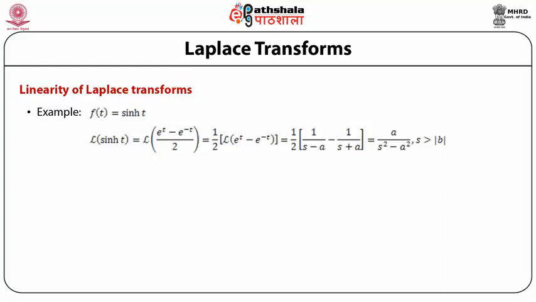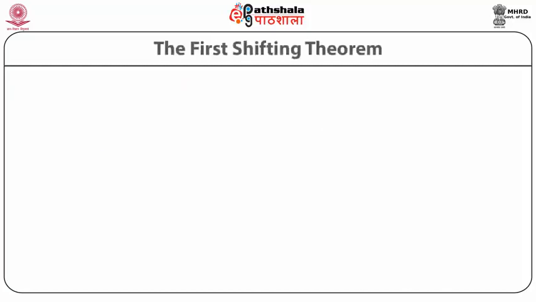This gives us Laplace of sine hyperbolic t is equal to 1 by 2 within the brackets 1 by s minus a minus 1 by s plus a, which gives a by s square minus a square, provided s is greater than modulus of a. We now prove a very useful theorem on Laplace transforms, which helps us find the Laplace transform of a function from that of other known transforms.